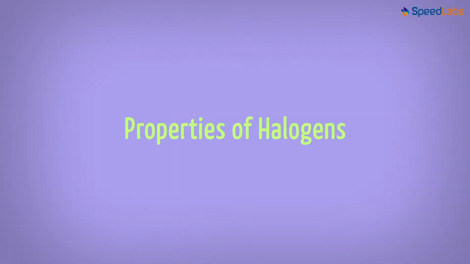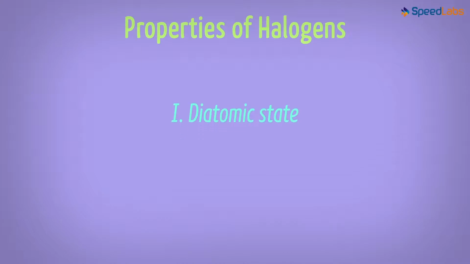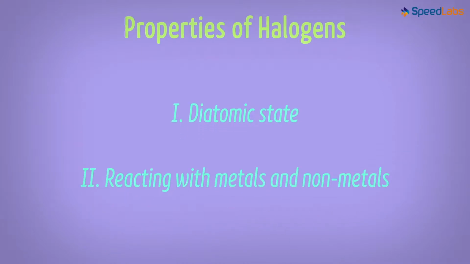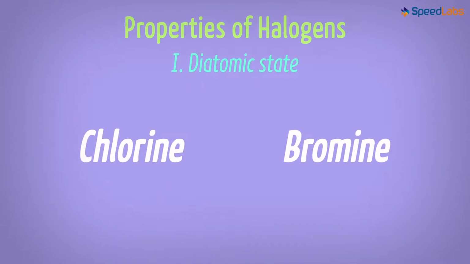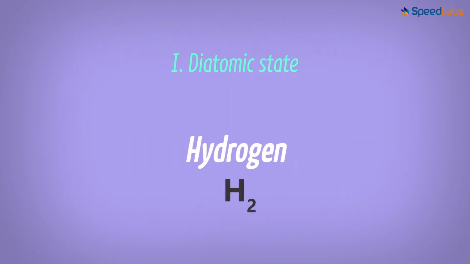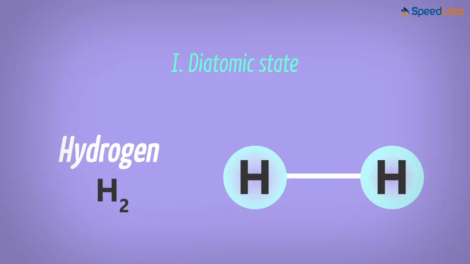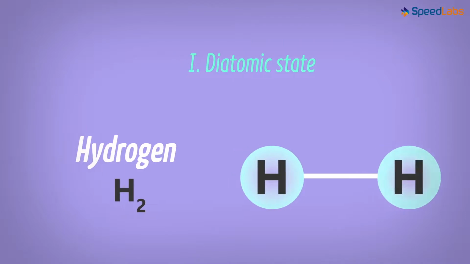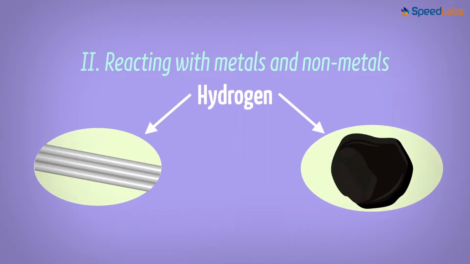Which properties of halogens are we referring to? One property is existing in the diatomic state. And secondly, reacting with both metals and nonmetals. In the first case, just like chlorine and bromine that exist as Cl2 and Br2, we have hydrogen existing as H2. Yes, we normally find two atoms of hydrogen existing together in nature. Secondly, hydrogen also reacts with both metals and nonmetals. This property also resembles that of halogens.